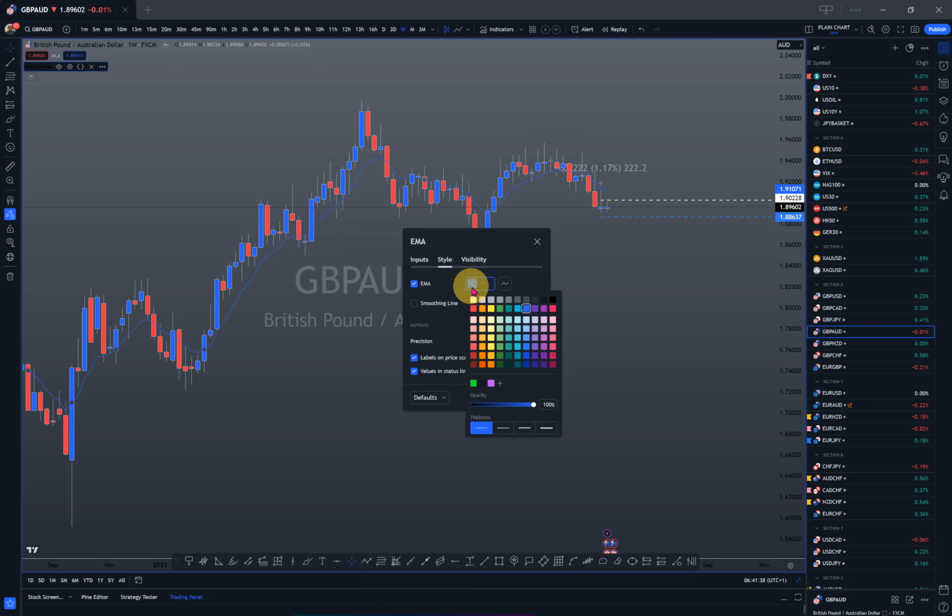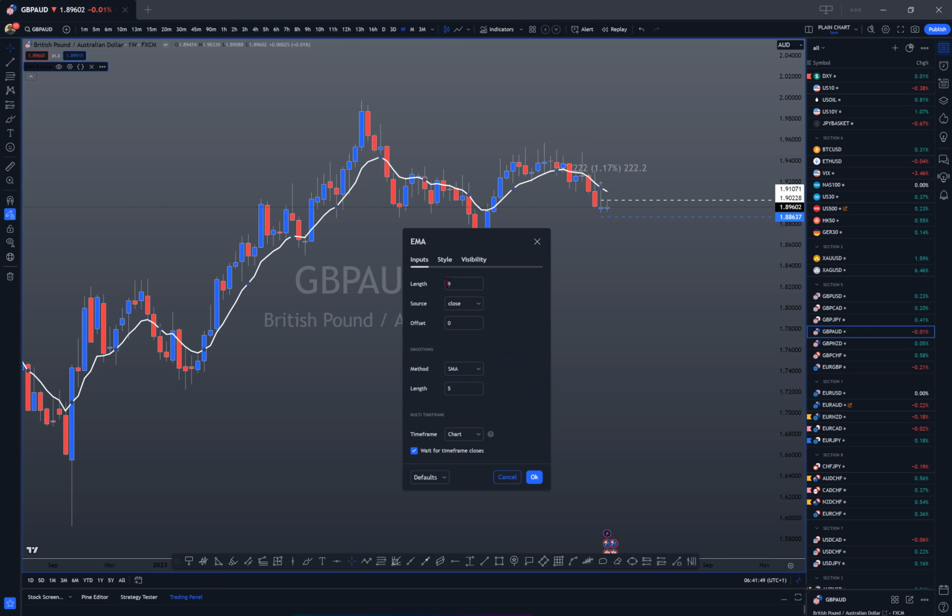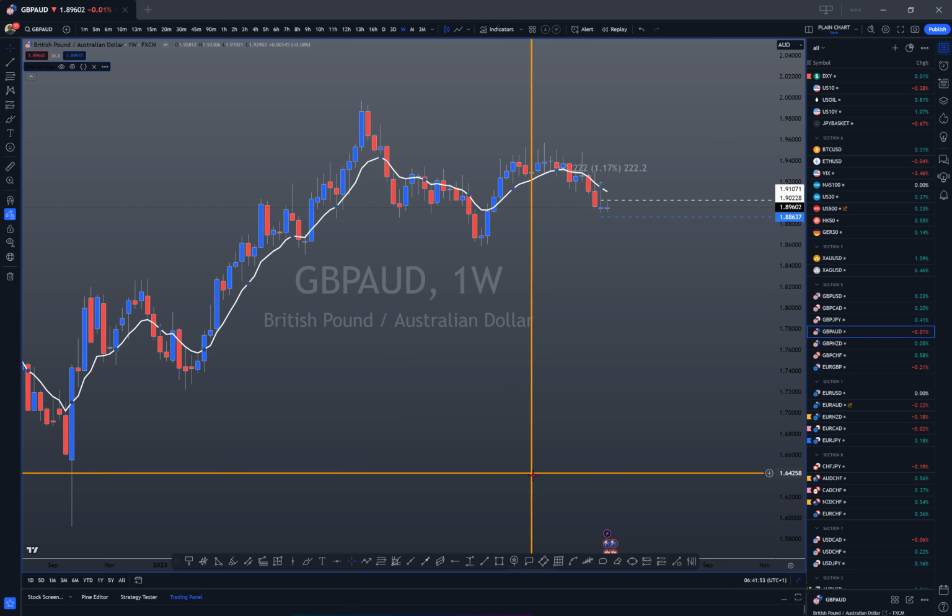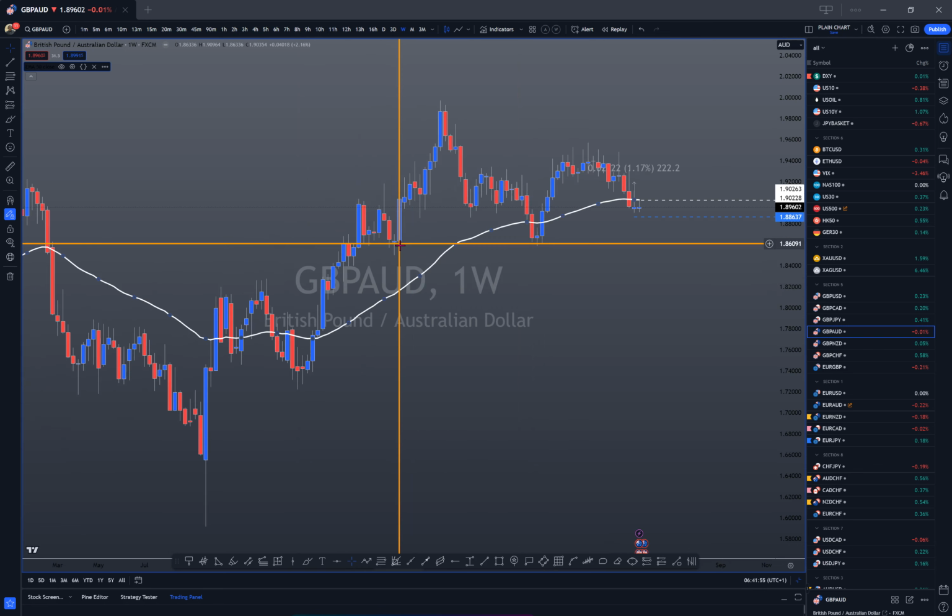So here I'll change the color to white. Let me increase the thickness a little bit. Let's make it a little bit thicker, right? And the input here, I'll change it to 50. So it's a 50 exponential moving average, and then we set it to 50, right?